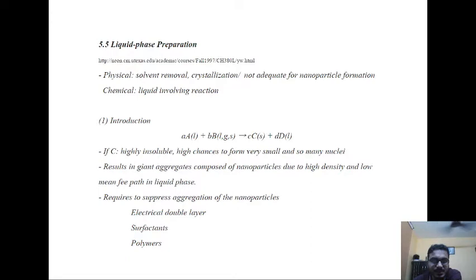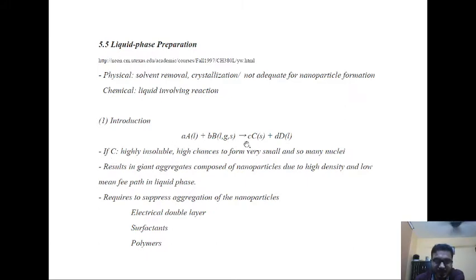Then the next is liquid phase preparation. The physical one is solvent removal. Crystallization is not adequate for nanoparticle formation, while the chemical one involves a liquid reaction. First we will go with the basic equation of the chemical formula here.